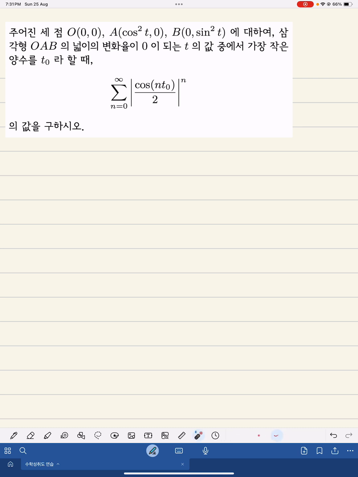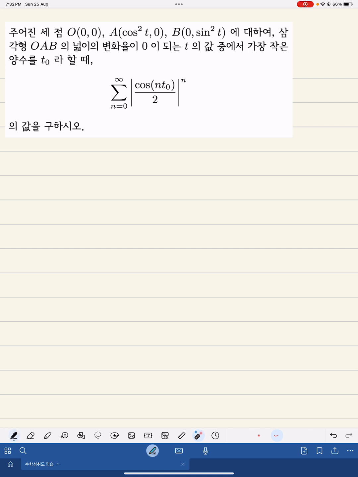There are 3 points given. Point O, which is (0, 0), point A, which is (cosine squared of t, 0), and point B, which is (0, sine squared of t). OAB is a triangle, and the area of the triangle has a rate of change of 0 at the value t. From those values of t, the smallest positive real number, let's call that t0. At that point, what is this sum?